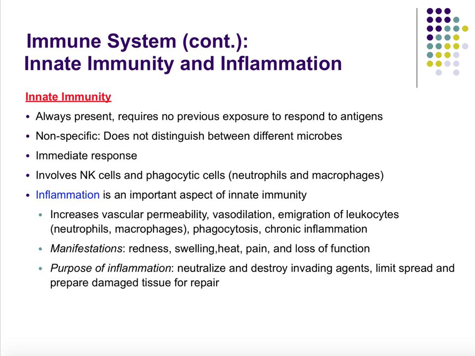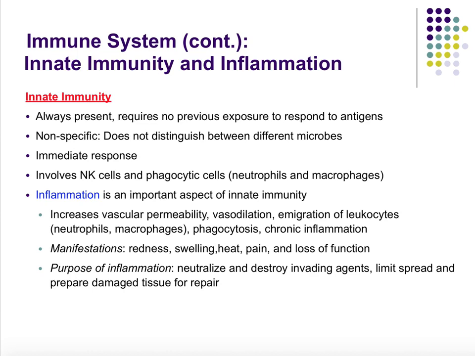Inflammation is an important aspect of innate immunity. So we see inflammatory response. So we'll see things like increased vascular permeability and vasodilation. So why do we want that? We want to vasodilate to bring more blood to the site of infection, since our white blood cells are carried in blood. We want to increase the permeability of our vasculature so that the white blood cells that are brought to the area are able to escape out of the circulatory system and get into the site of infection. So that will happen. So we have the emigration of leukocytes like neutrophils and macrophages out of the blood into the area of infection. And then they'll do their job.